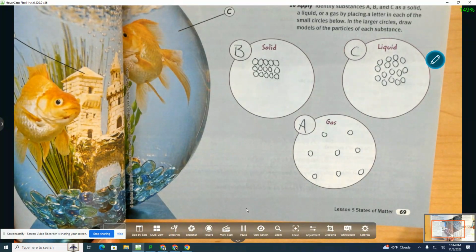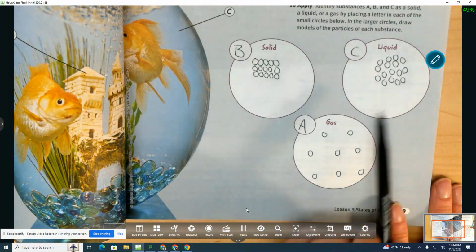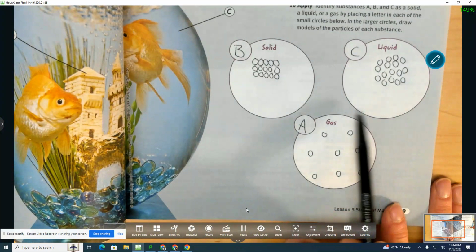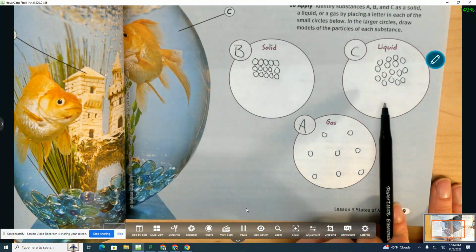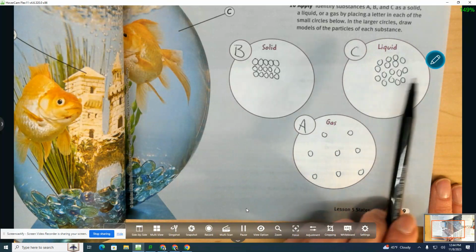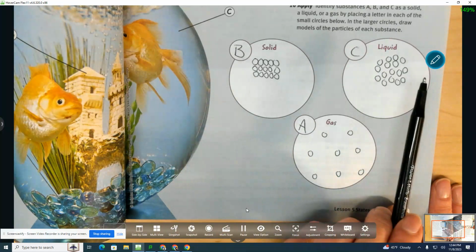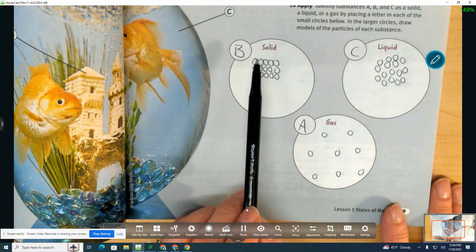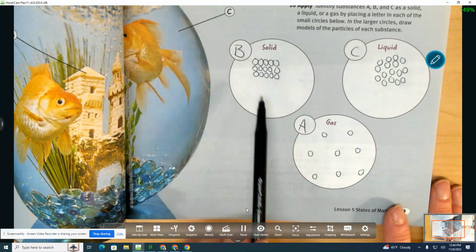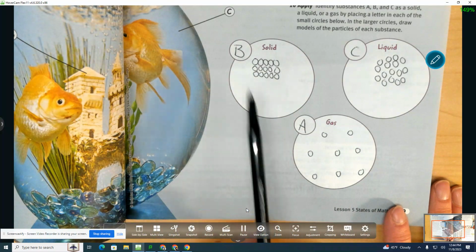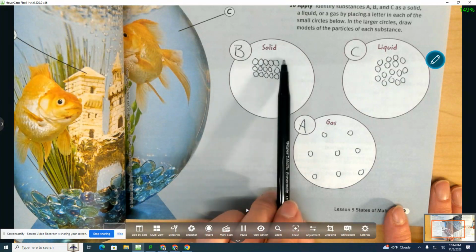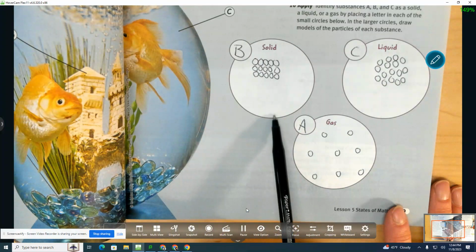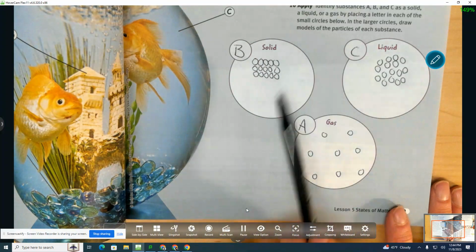Okay? If we were being more accurate, maybe our liquid particles would be at the bottom because gravity is going to pull them down, and they're going to be at the bottom of a container, just like if you were to have a glass of water. And if our solid was at the bottom of the container, gravity would pull that whole solid piece down. Like if this were a block or a Lego, it would be at the bottom. But we were just drawing their spacing.